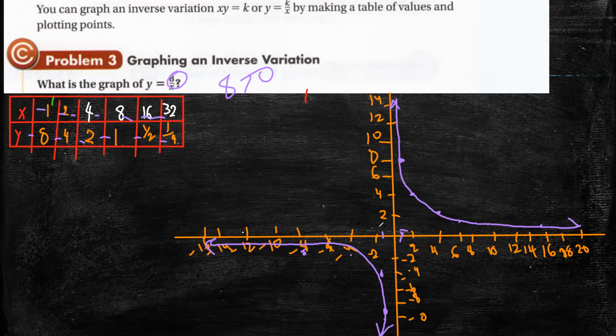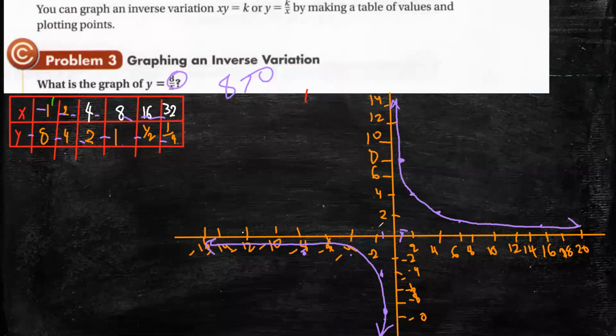Teacher, why is it negative? Here I told you, when you draw them in quadrant 3, make both x and y negative. Oh, okay. This is here.